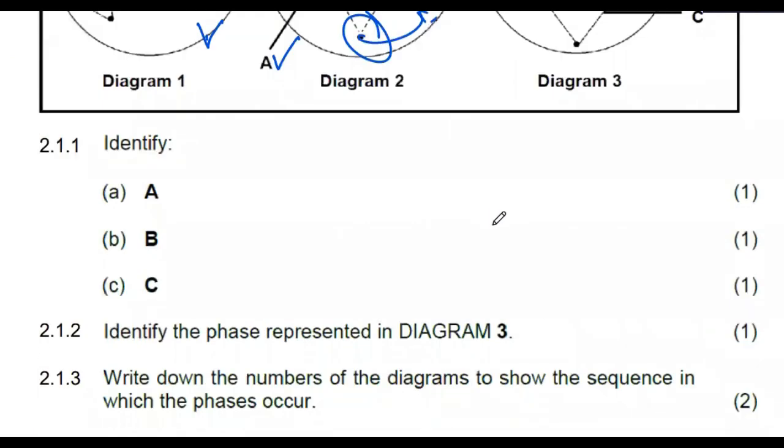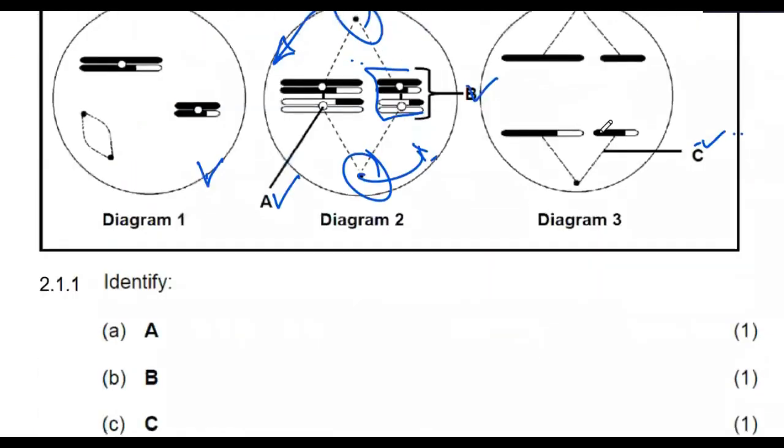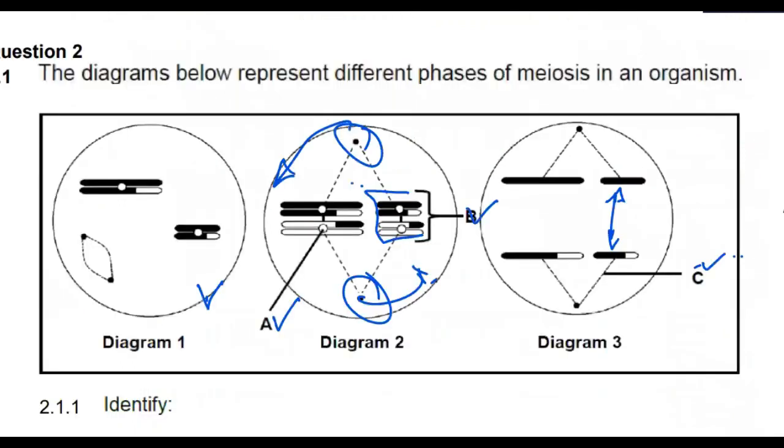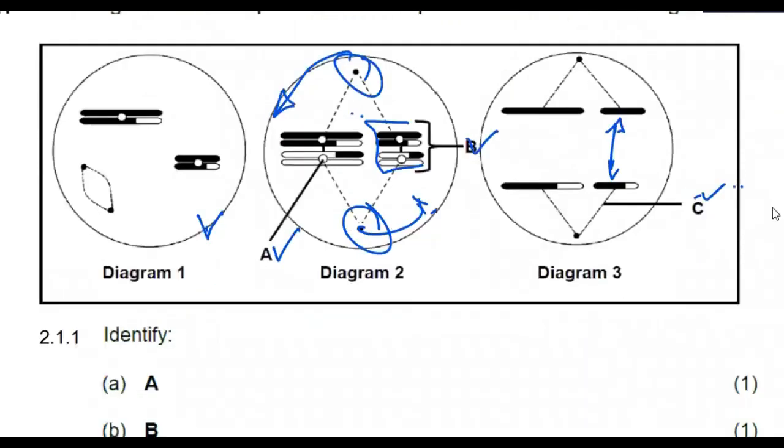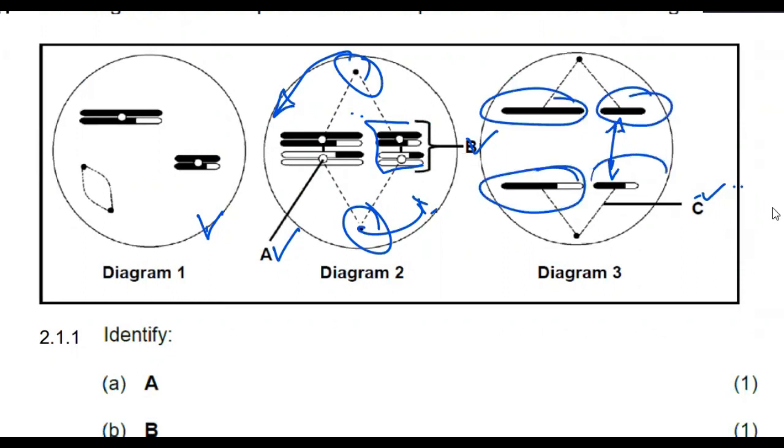Identify the phase in diagram three. Diagram three, because they are separating. If they are separating, then they are moving to opposite poles. Therefore, it is anaphase. But is it anaphase one or anaphase two? Because now there are chromatids moving to opposite poles, therefore it's going to be anaphase two.